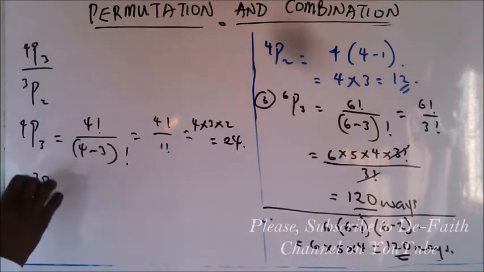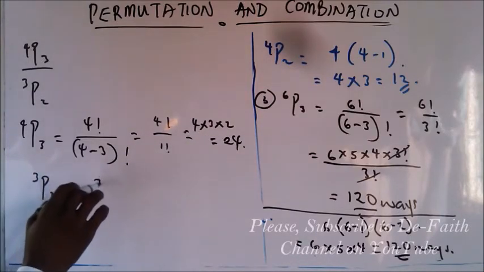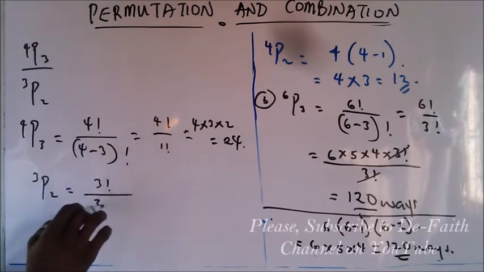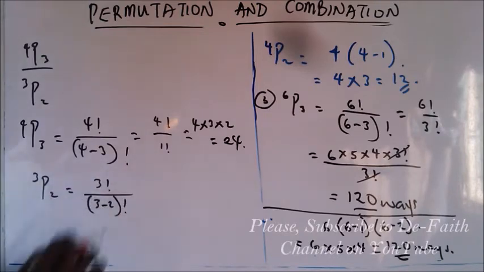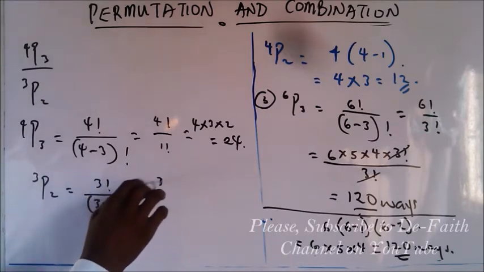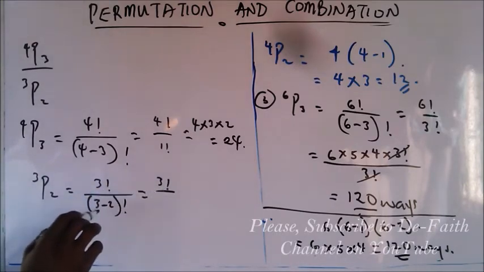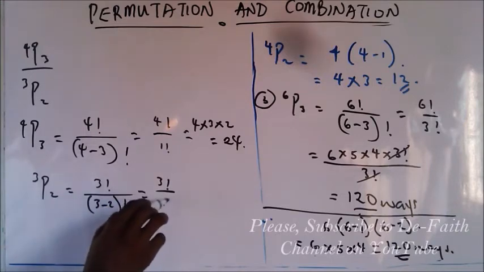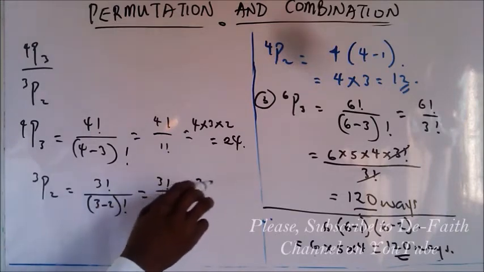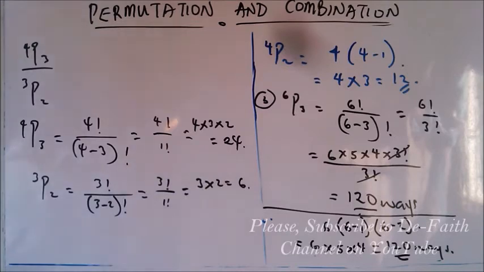Then 3 permutation 2, that is 3 factorial over 3 minus 2 factorial. So that's 3 factorial over 3 minus 2, that's 1 factorial. And so 3 factorial is 3 multiplied by 2, and that is 6. So then we have to divide it. So we have 24 divided by 6, and that will leave us with 4 as the answer.